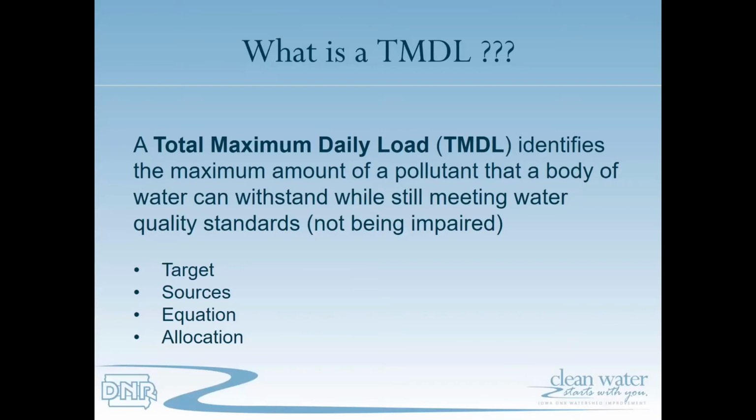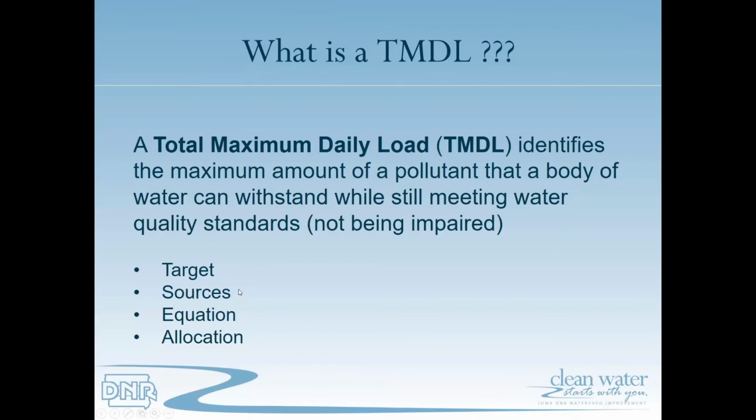So we discussed earlier that the TMDL is a fancy acronym for finding the tipping point of where water quality expectations are not being met. There are several things that go into that. First of all, we have to have a target. What are those packages on that cart that the pack mule can't carry anymore? What are those packages and what is in there?